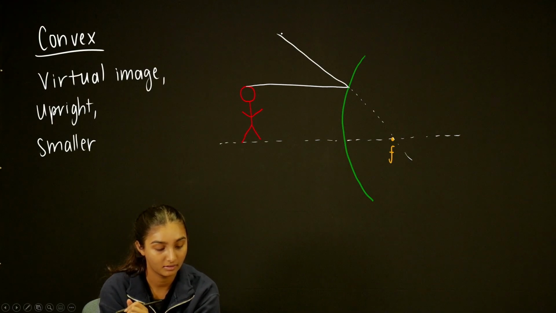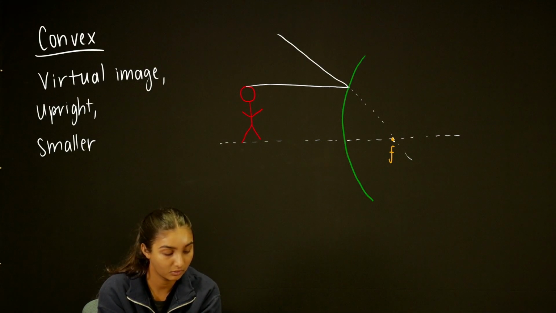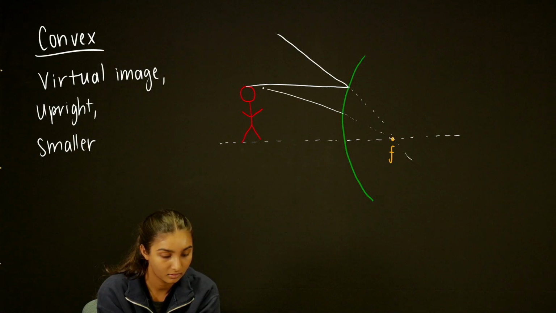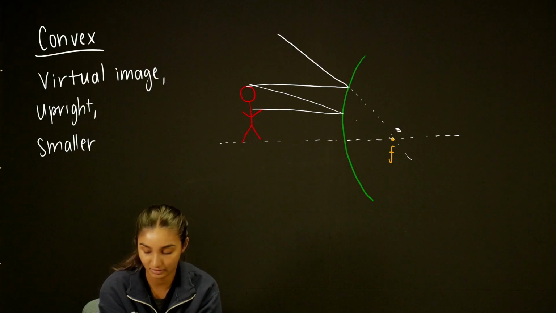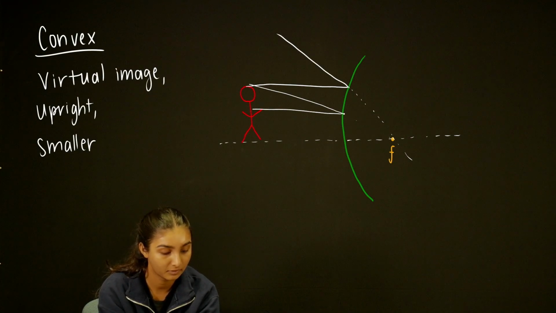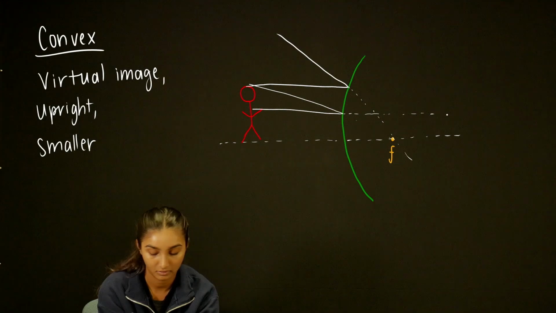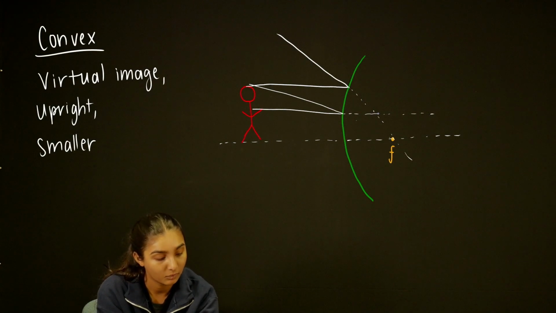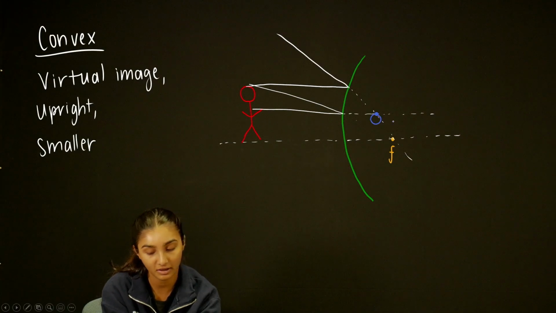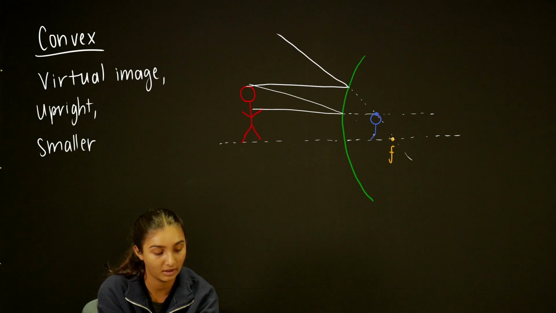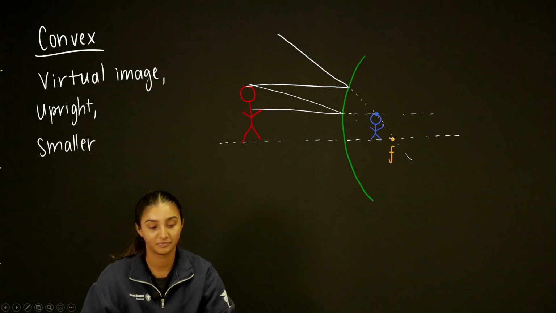And then we go through the focal point, and that reflects parallel. So I just drew that to get an idea of what the line will look like, but it's going to reflect parallel. So that means we look at our point of intersection, which is right here, and our image is on the other side, which is why it's virtual. It's upright, and it is smaller. Okay.